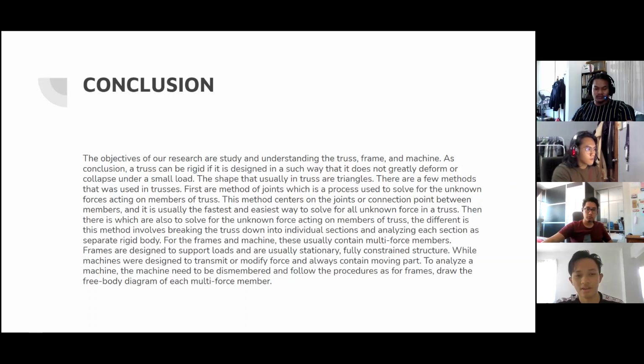The method of sections involves breaking the truss down into individual sections and analyzing each section as a separate rigid body. Frames and machines usually contain multi-force members. Frames are designed to support loads and are usually stationary, fully constrained structures, while machines are designed to transmit or modify force and always contain moving parts. So to analyze a machine, the machine needs to be dismembered, following the same procedure as for frames. Then draw the free body diagrams for each multi-force member. So that's all from our group. Thank you.